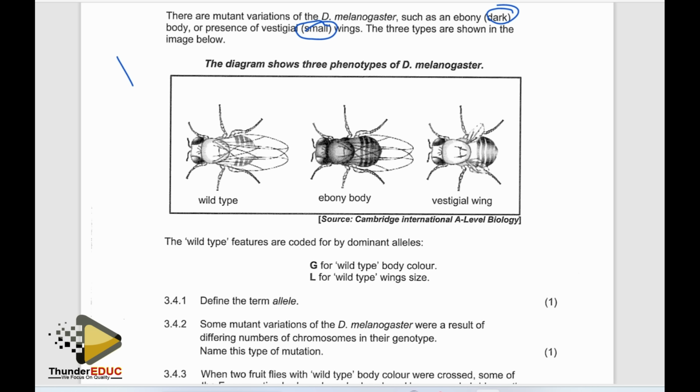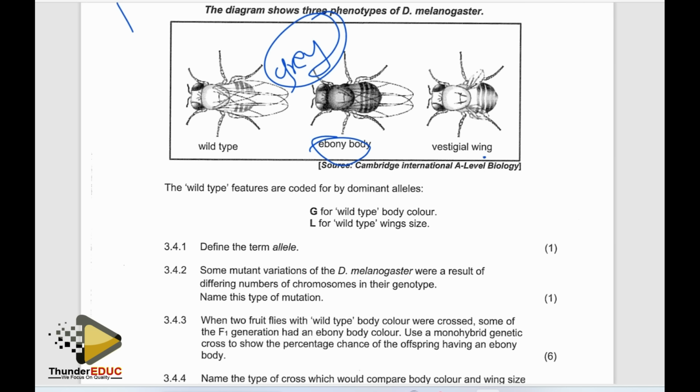So if you look at it, we have two things. We have the color and we have the length. So we have the black, which we call the ebony, and then we have the gray. You understand? Yes. So now they're saying define allele. Allele is an alternative form of a gene.